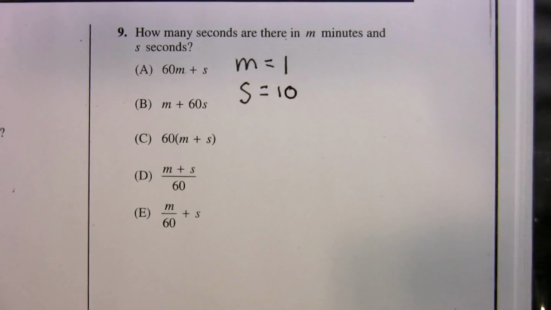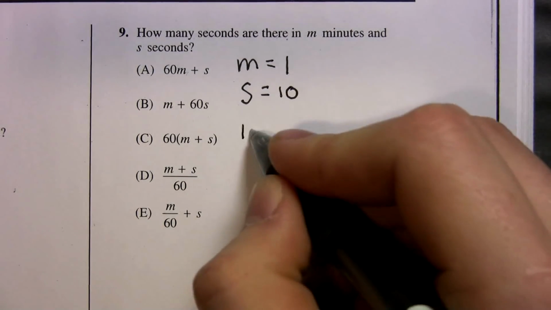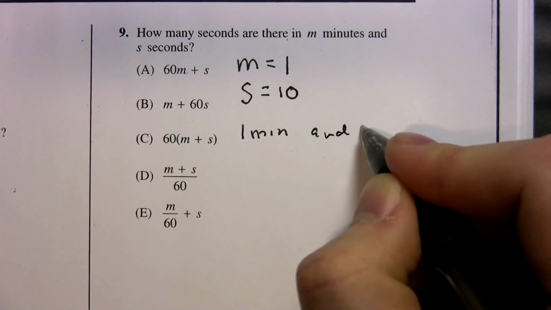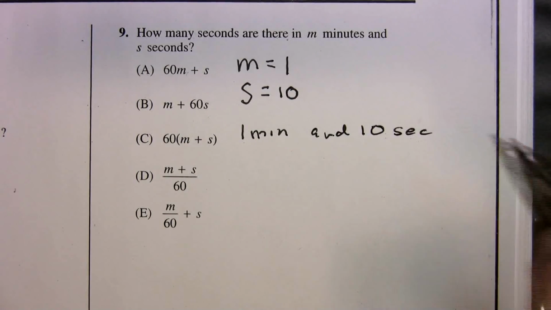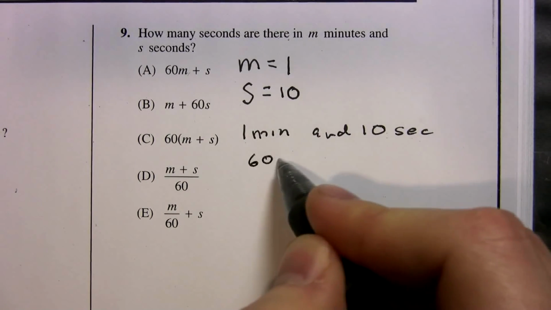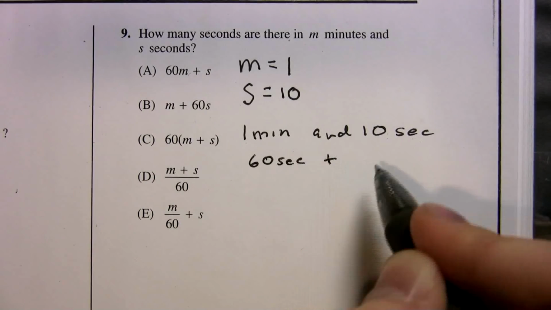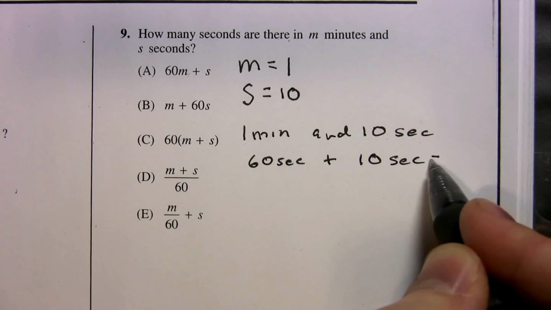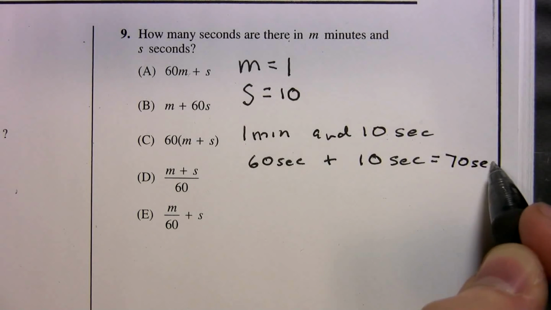So all I'm going to do now is read it back. How many seconds are there in 1 minute and 10 seconds? Okay? And we all know that 1 minute has 60 seconds, so we can write that. So this is 60 seconds plus 10 seconds. We get a grand total of 70 seconds.